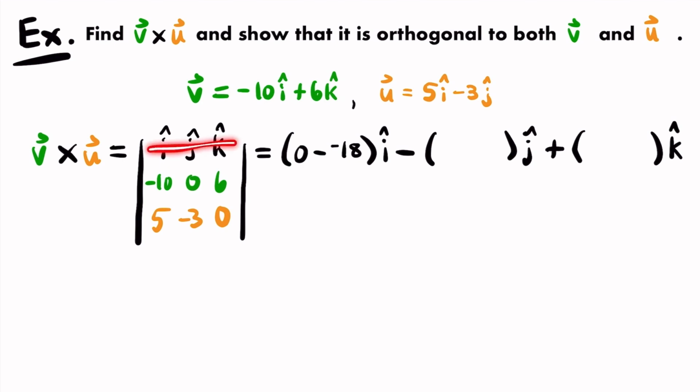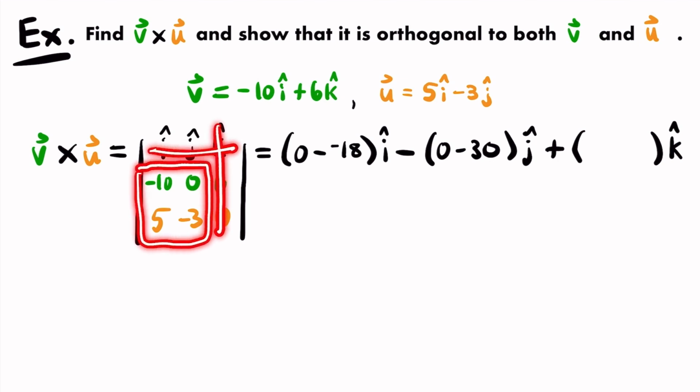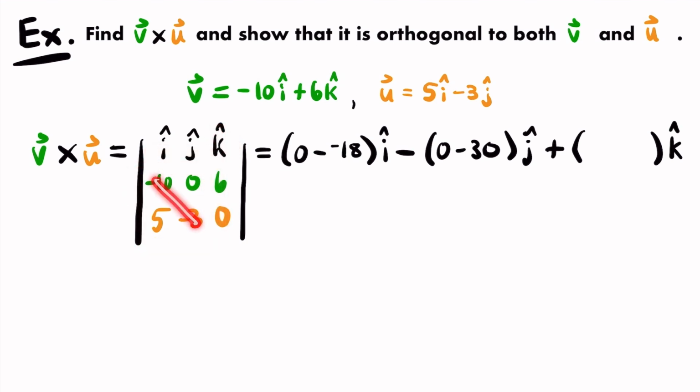Now let's work on this term for j. We're going to cross out the row and the column for vector j and work with these four values here. We'll have negative 10 times 0 and then subtract 6 times 5. Negative 10 times 0 is 0 and 6 times 5 is 30. So we'll have 0 minus 30. And then for this last component, we will look at vector k. We'll cover up the row and the column for vector k and then work with the remaining four values. So we'll have negative 10 times negative 3, which is positive 30, minus 0 times 5, which is 0. So we have 30 minus 0.